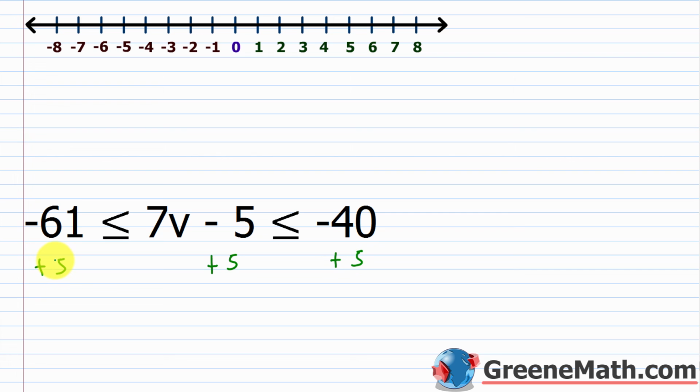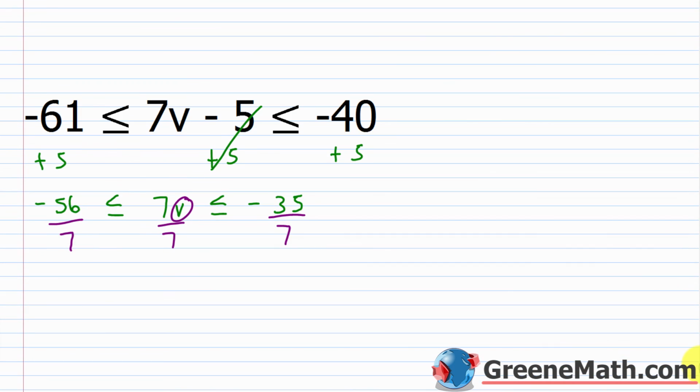So negative 61 plus 5 is going to give me negative 56. And it's less than or equal to, this cancels, so I'll just have 7v. And it's less than or equal to, negative 40 plus 5 is negative 35. So now what I want to do is divide each part by 7 so I can isolate v. And what's going to happen is negative 56 over 7 is negative 8. This is less than or equal to.